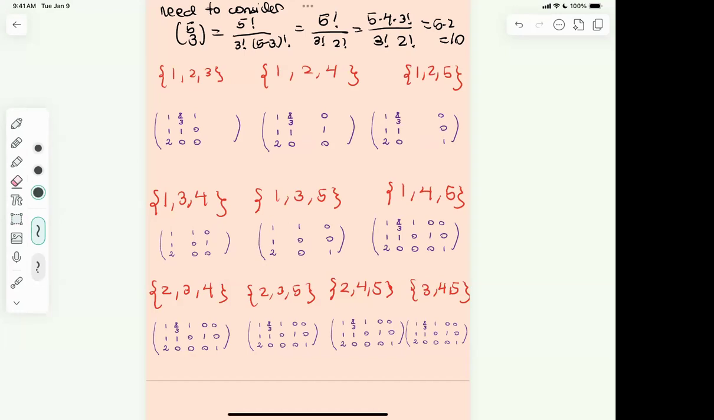Okay. Then 1, 4, 5, you remove 2 and 3, right? Then you remove 1 and 5. Then 2, 3, 5, you remove 1 and 4. And then this is 1 and 3, right? And then 1 and 2, right? Is that okay? Is that making sense?